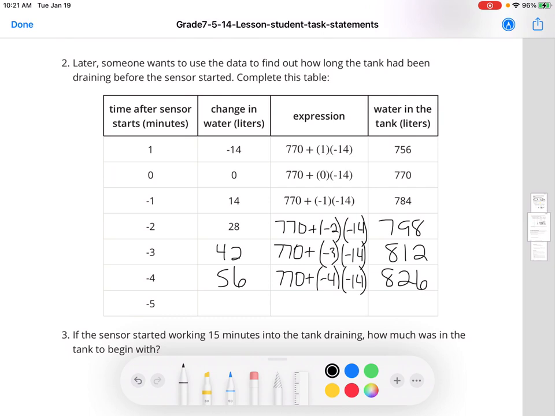Okay, what about 5 minutes before? So we have 770 plus negative 5 times negative 14, which was a change of 70 liters. So my water would be at 840 liters.